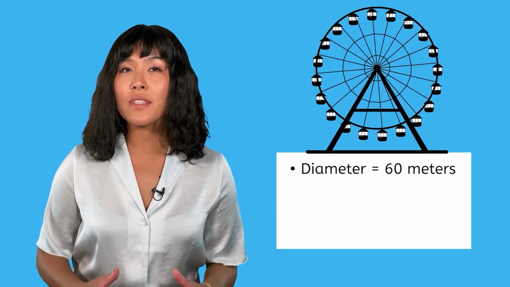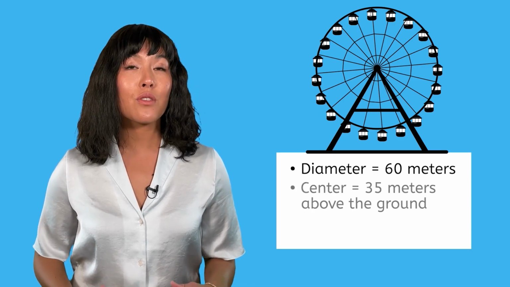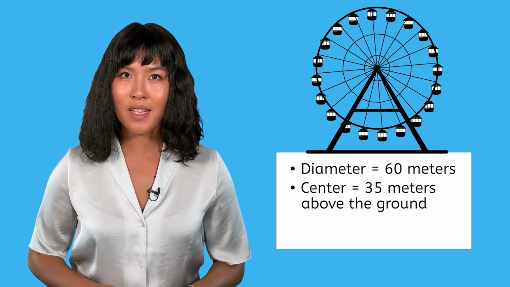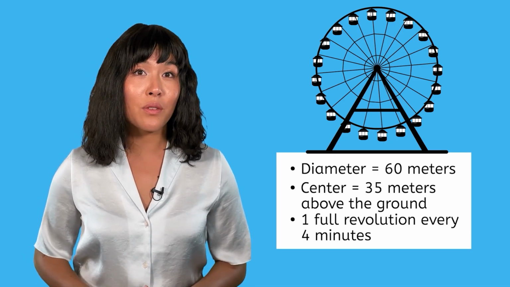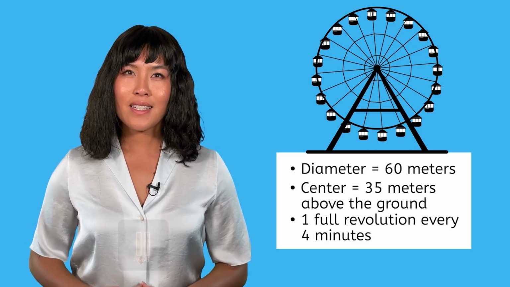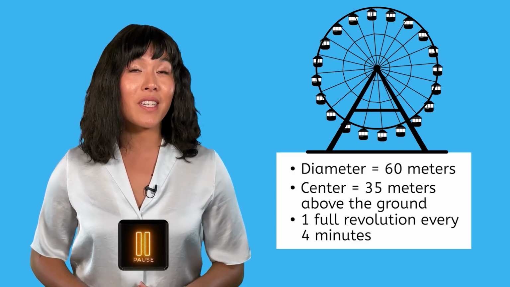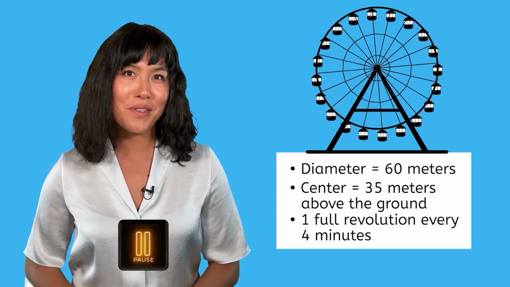Let's explore the motion of a Ferris wheel in more detail. Look at the diagram labeled number 1 in your guided notes. This wheel has a diameter of 60 meters and its center is 35 meters above the ground. It completes one full revolution every 4 minutes. Take a moment to label the key points on the diagram using this information.